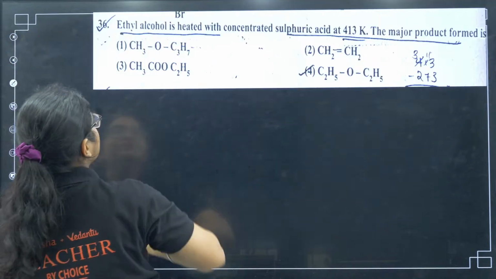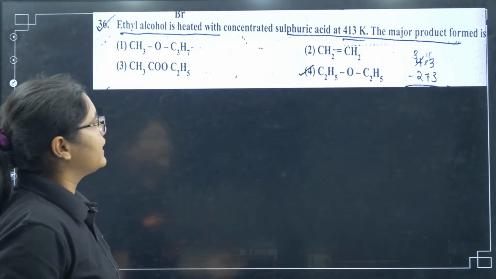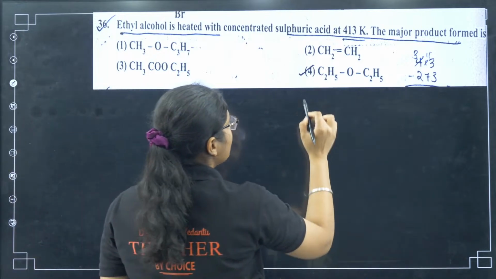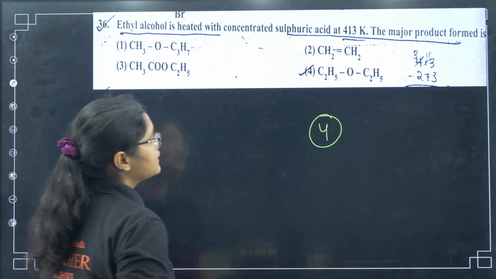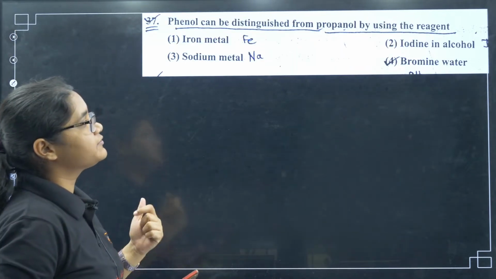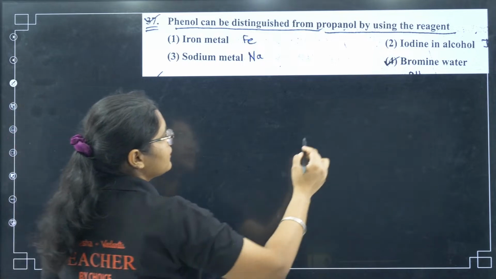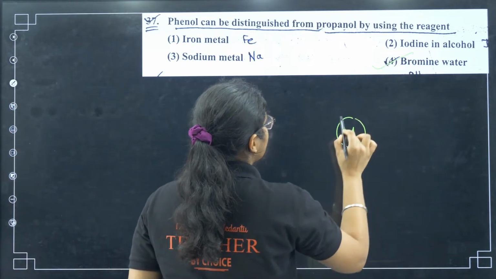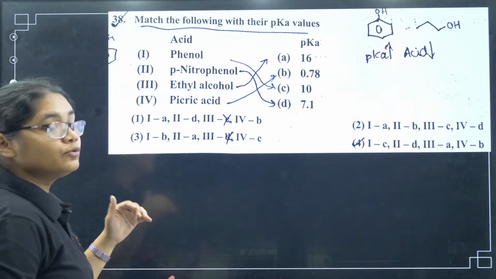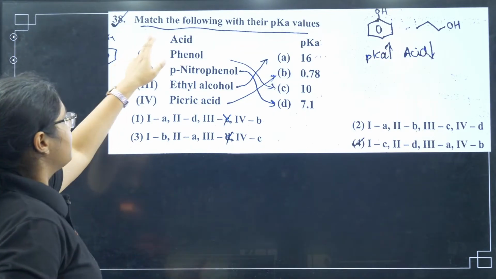Next, coming to question number 36, ethyl alcohol when heated at 413 Kelvin will give you ether and not alkene. So the correct answer here will be option number 4. Next, phenol can be distinguished from propanol by using the reagent bromine water, because phenol will react with bromine to give you a 2,4,6-tribromo product.